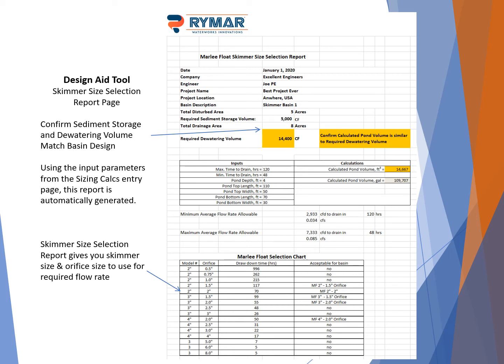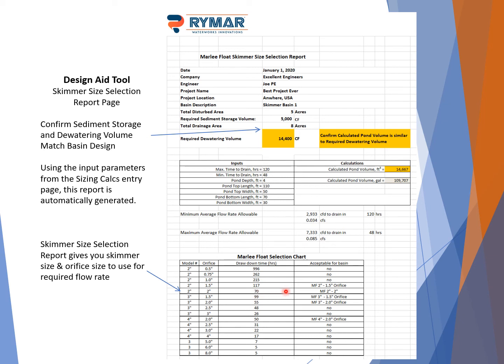You then calculate your minimum flow rate for your maximum time, your maximum flow rate for your minimum time, and again, see which skimmers are suitable for the basin. In this case, you'll see you actually have a choice of 3 different size skimmers with different orifice configurations. We typically shoot for something around 3 days. So around 72 hours is desirable.